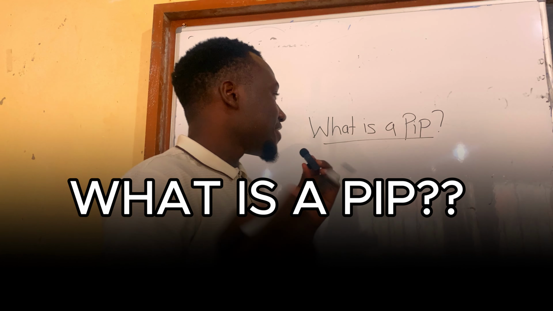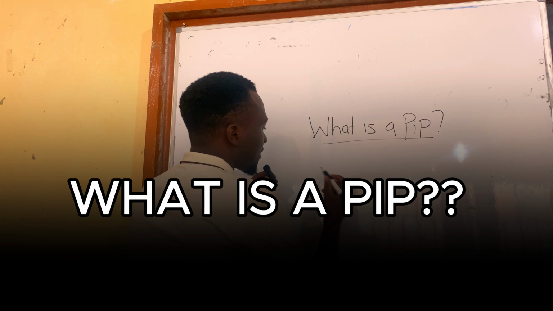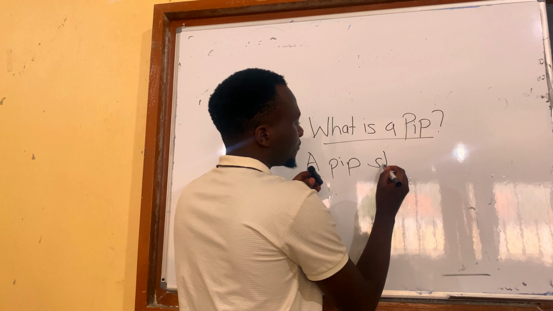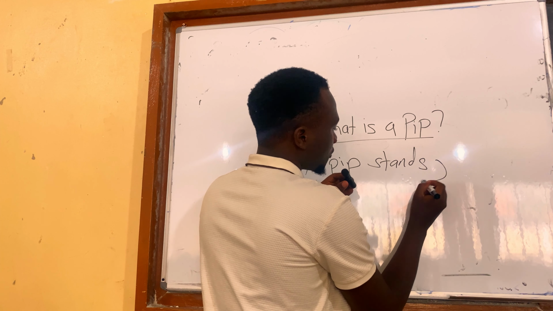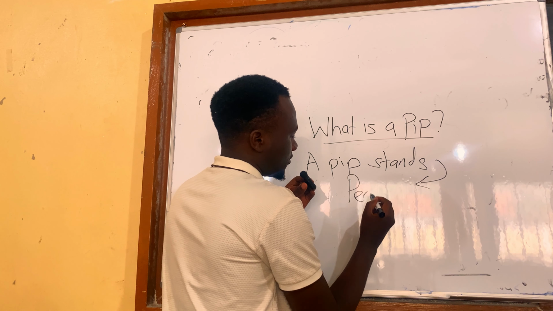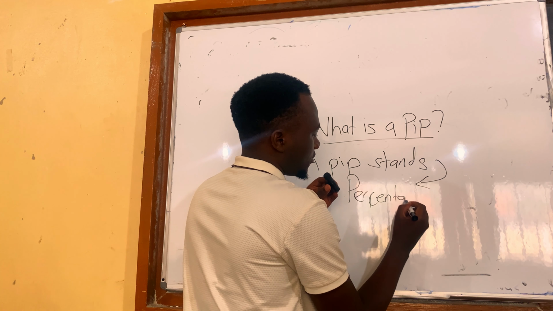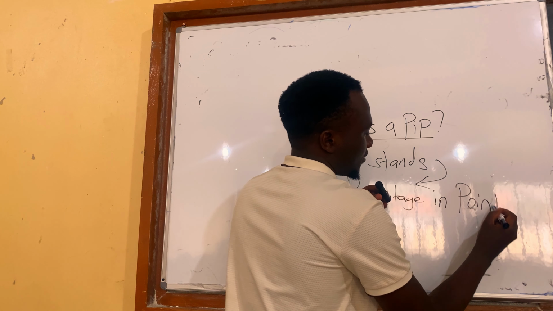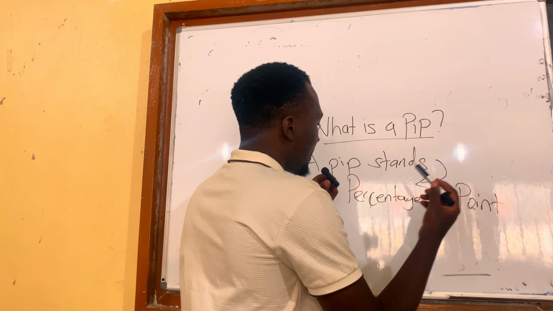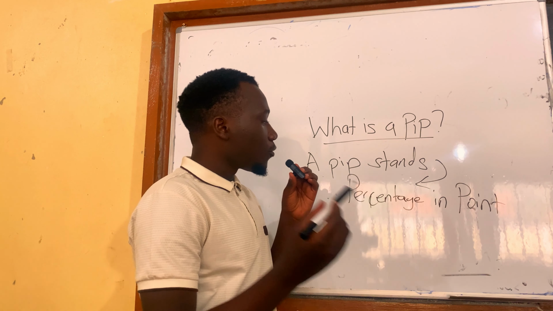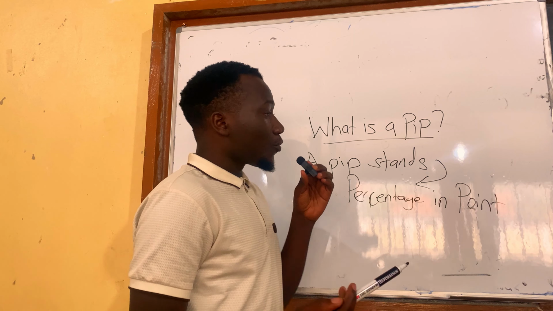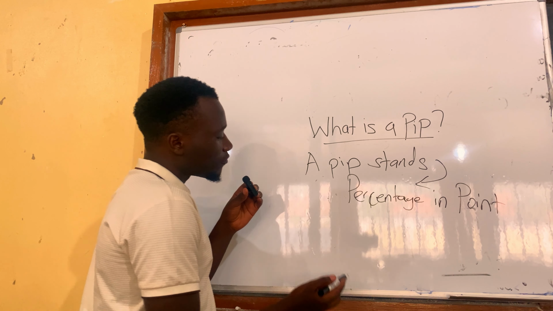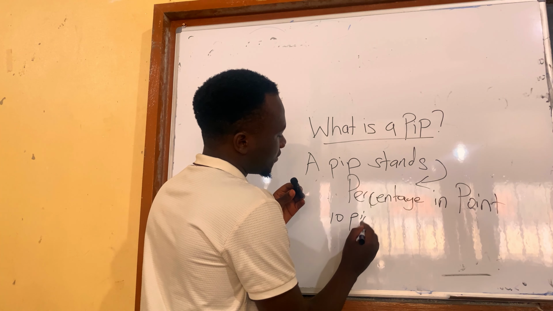Okay, so now what is a pip? First of all, what you need to understand is that a pip stands for what we call percentage in points, and it is the smallest unit of measurement in forex. Wherever you find a trader, you are going to find that trader saying price has moved maybe 10 pips in profit.